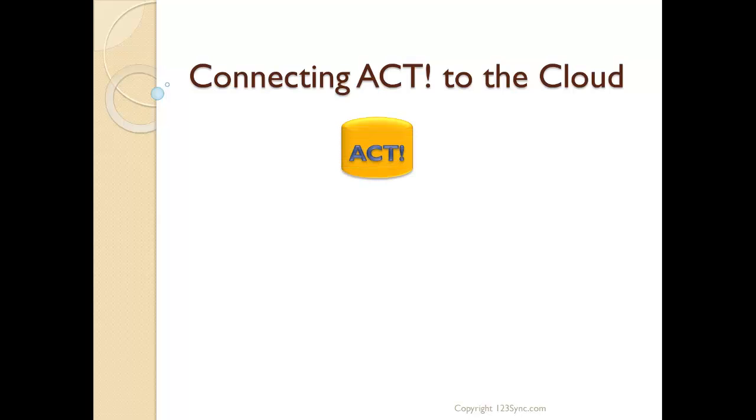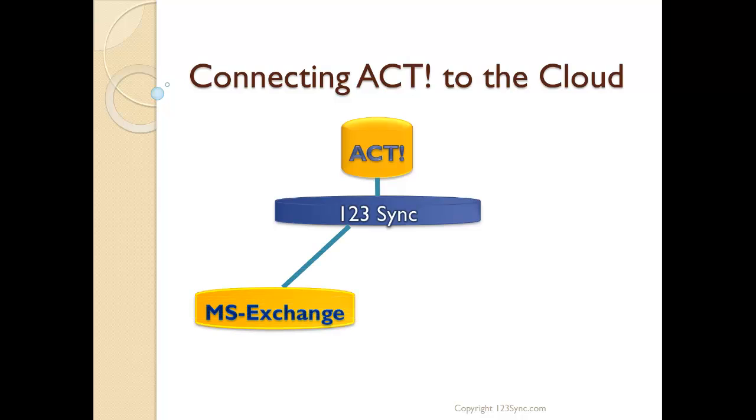So what we want to do here is to connect ACT, and we're going to use 123 Sync to do the job, and then we can either connect with a Microsoft Exchange system or an Office 365 system. In our case here, in our example, we'll use Office 365. So how is this set up?